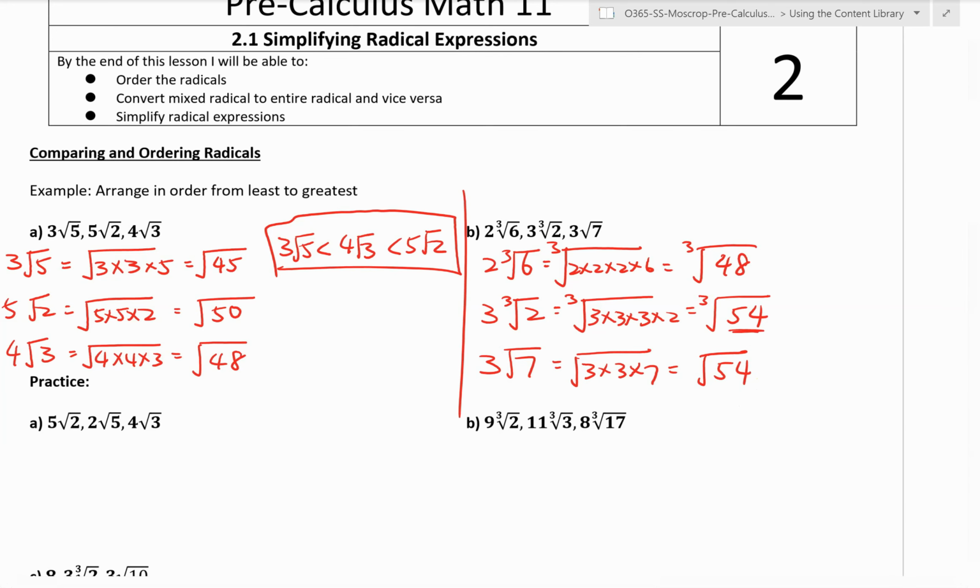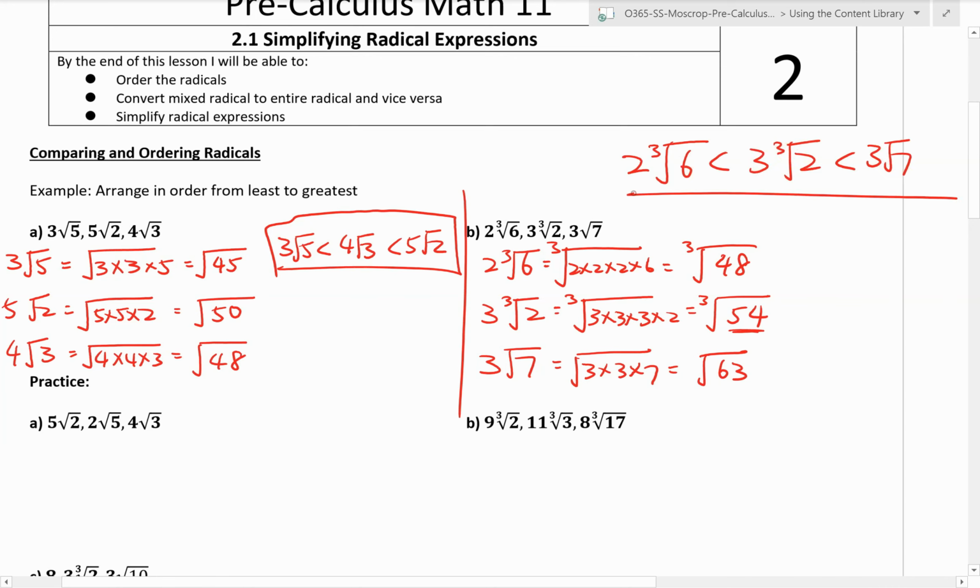Because if you think about it, cube root means a number multiplied by itself 3 times. We're looking for a number multiplied by itself 3 times to get to 54. So that number actually is going to be smaller than a number multiplied by itself twice to get to 54. Okay? So even if they were the same, cube root of 54 will be smaller, let alone this time it's actually square root of 63. So I think this one's clear. 2 cube root of 6 is smaller than 3 cube root of 2, which is smaller than 3 root 7.